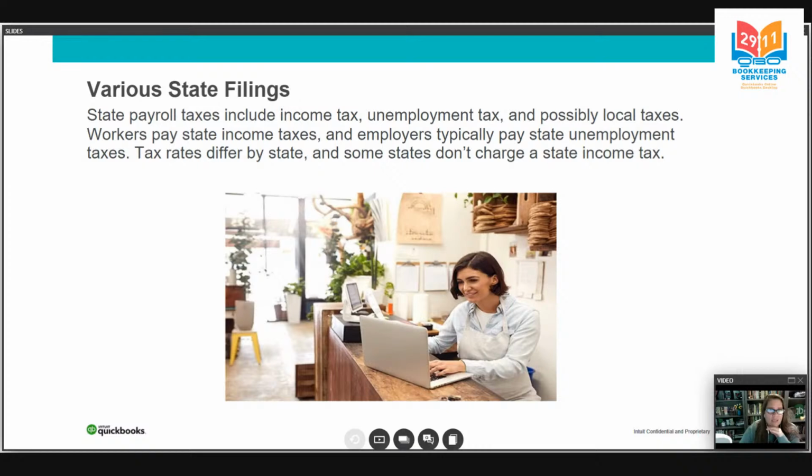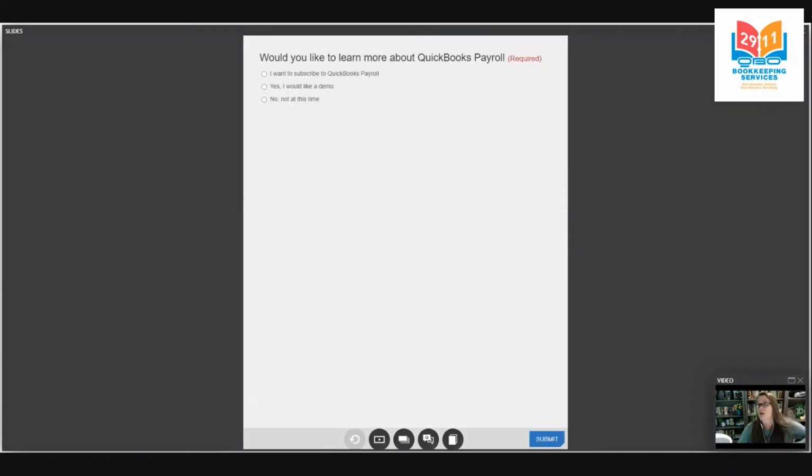Workers pay their state income taxes. Employers are going to pay the state unemployment taxes. Those rates differ by state, and some states don't even have withholding.